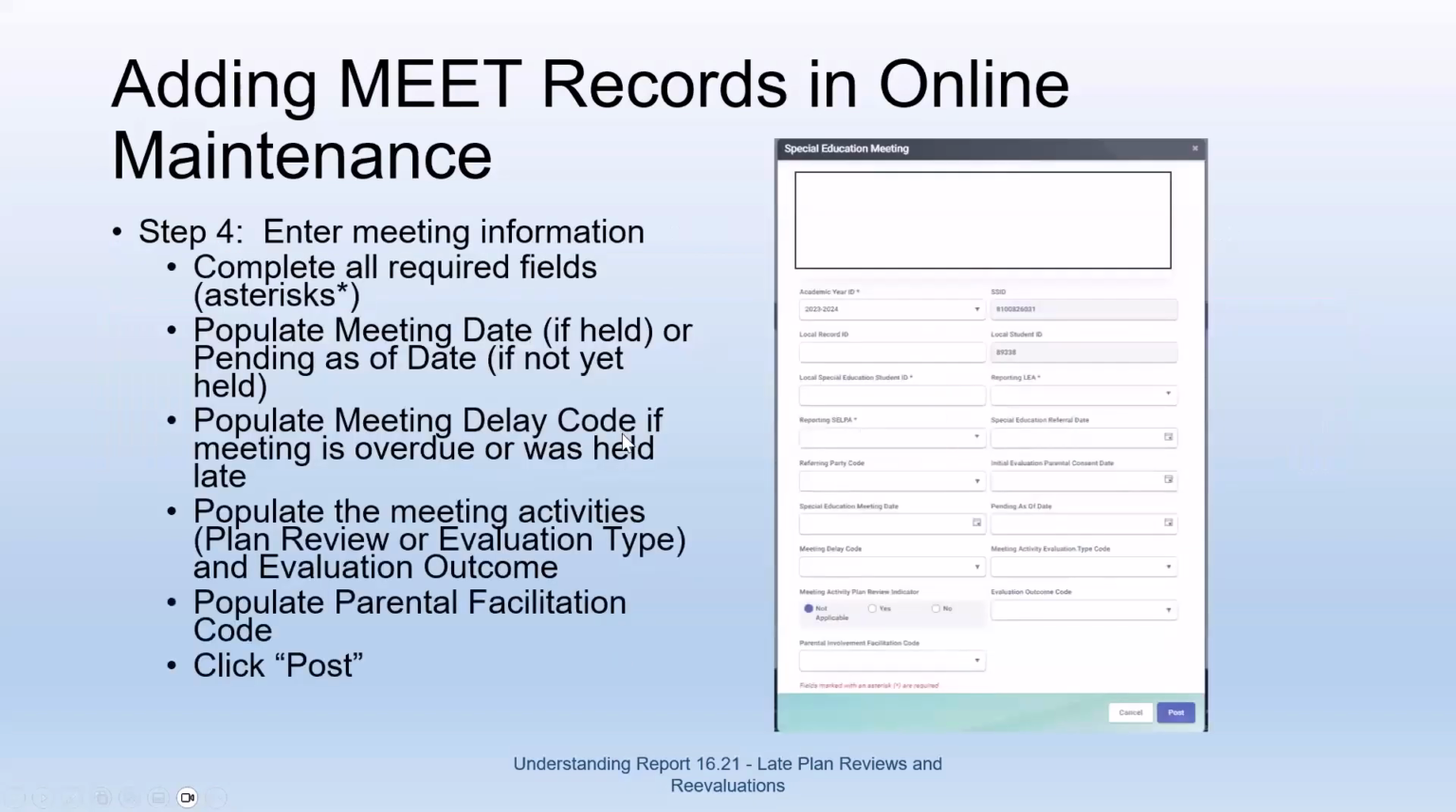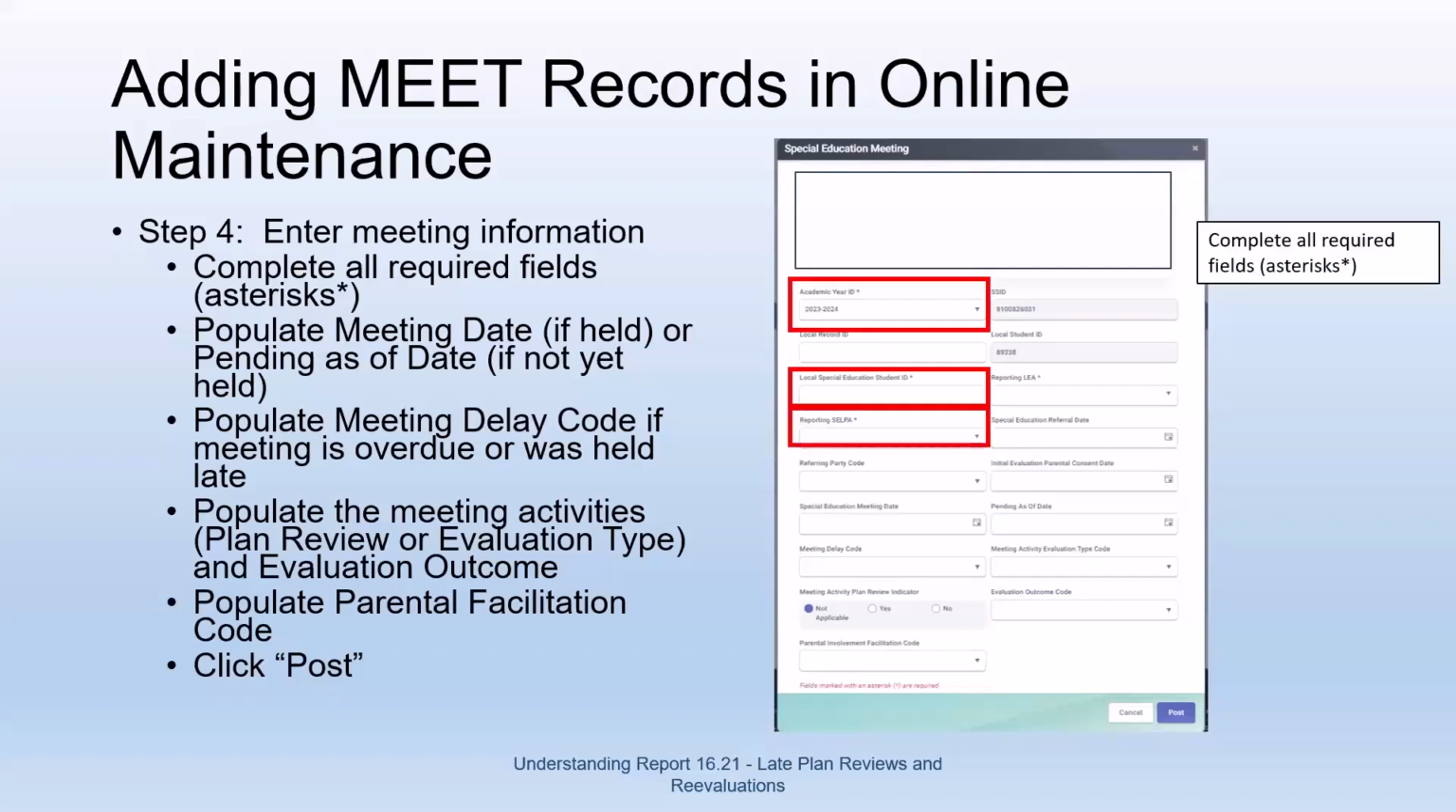Okay, so next, you've got to enter the data. So this is what it looks like. Okay, you want to make sure you enter all of the required information. So first, you want to complete all the required fields. Those are fields that are marked with an asterisk. So academic year ID, local special education student ID, reporting SELPA. When I captured this screenshot, just keep in mind I'm a state level user, and so a lot of the reporting LEA and SELPA information is not populated, but for some of you, it will already be pre-populated, okay?